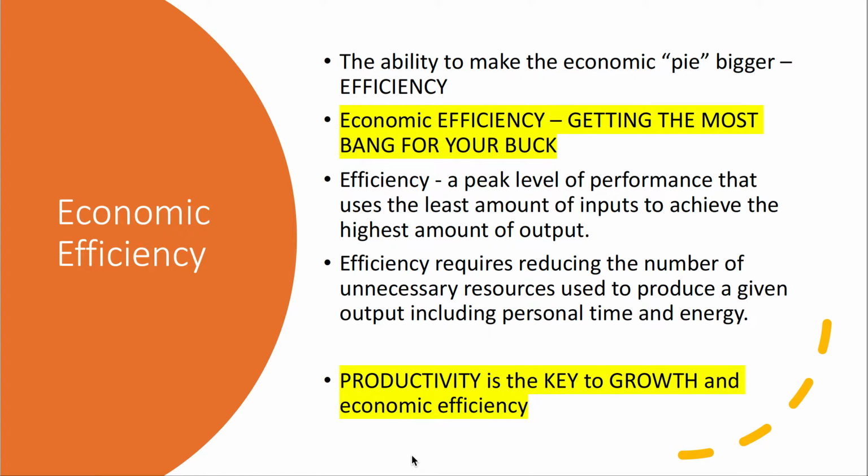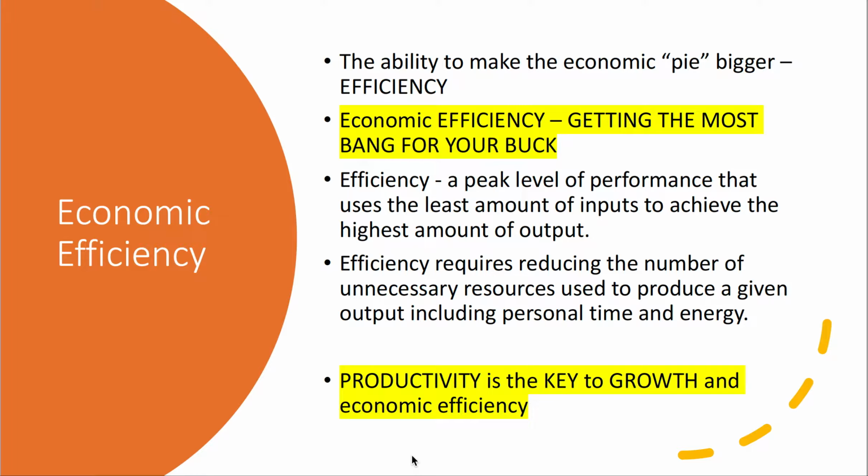Lecture 5, Part 3 is about productivity. Productivity is the key to growth and economic efficiency, full stop. The more productive we are per worker, the more the economy is going to grow. And the easiest way to think about that is the supply curve is going to shift out the more productive you are, holding everything else constant.